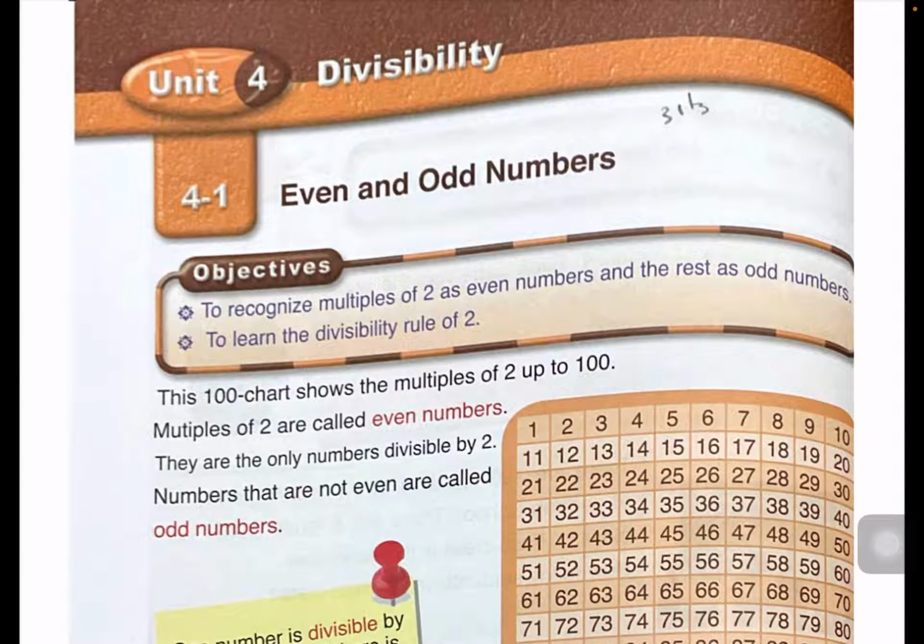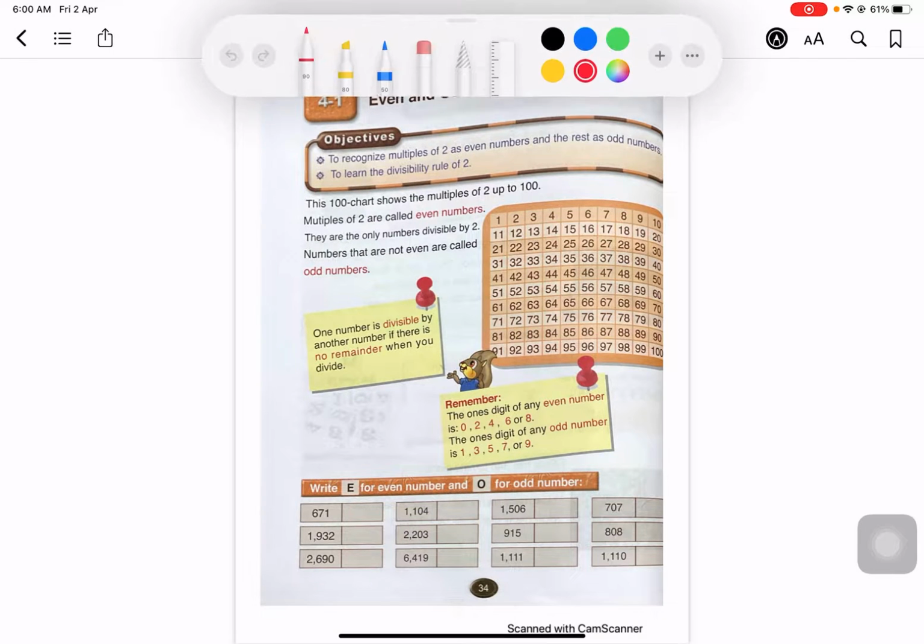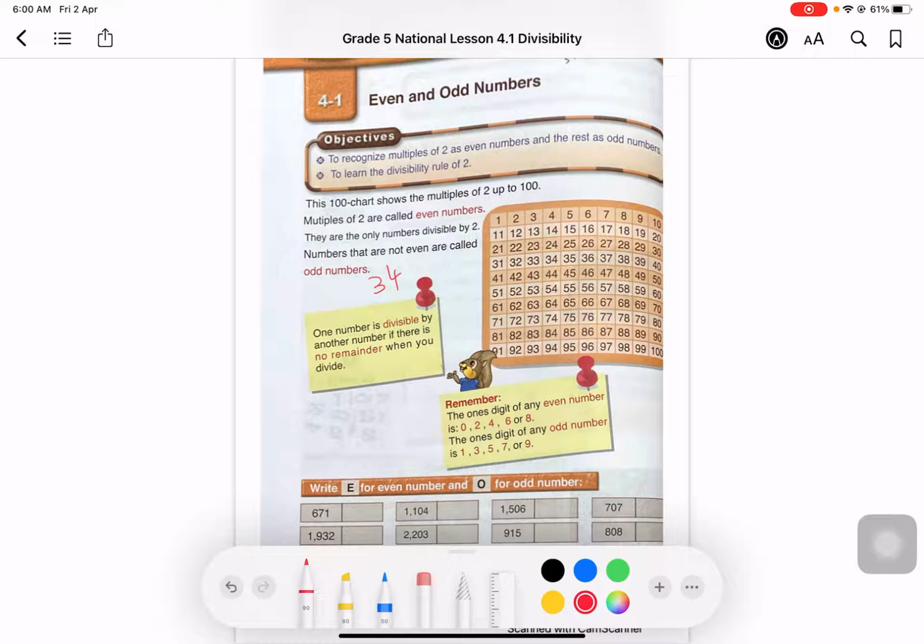So please all of you put your books in front of you, if you have your book, and open it to lesson 4.1. This lesson is on page 34, okay, 34. Even and odd numbers, lesson 4.1.